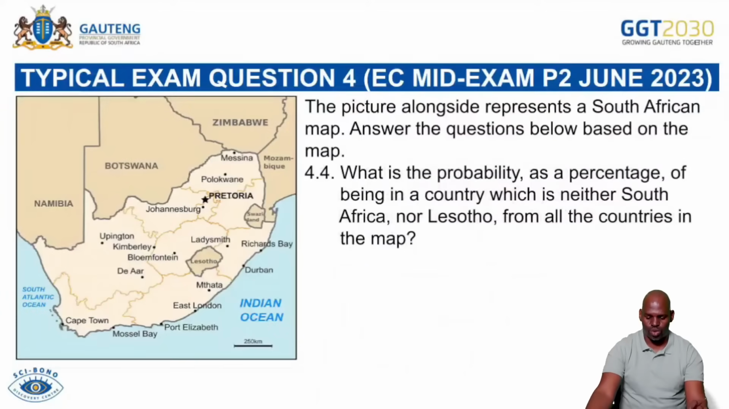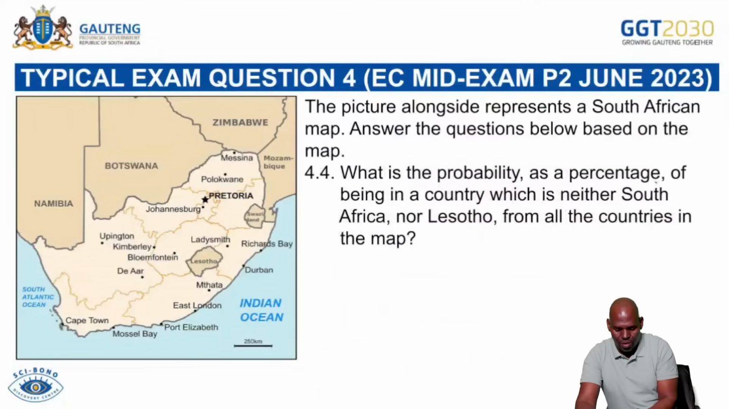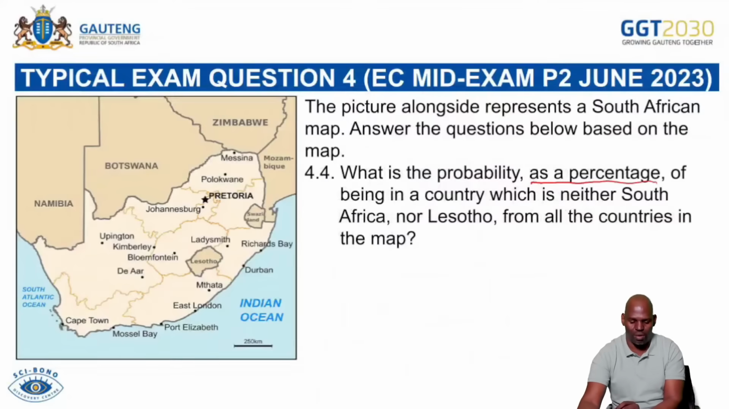Then the next question is, what is the probability as a percentage of being in a country which is neither South Africa nor Lesotho from all the countries in the map? Determine the probability as a percentage of being in a country which is neither South Africa nor Lesotho from all the countries in the map.